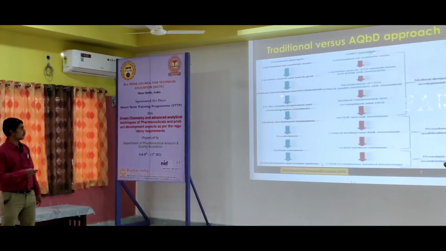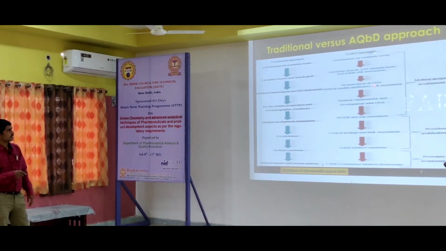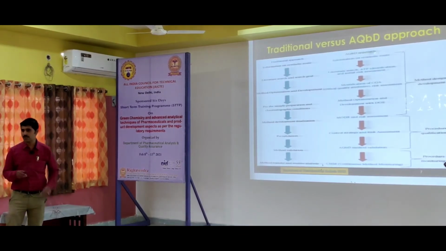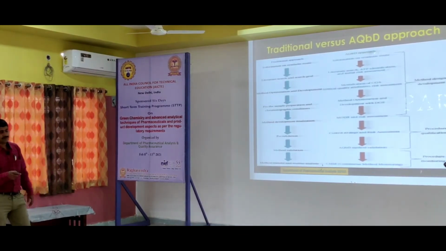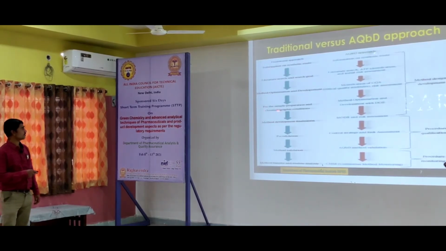And here, method optimization and development. In the traditional approach we do trial and error. But here, identification of CQAs, critical quality attributes, we fix first, and accordingly we will go in a planned manner in AQbD, and fix the sample preparation and chromatogram conditions.